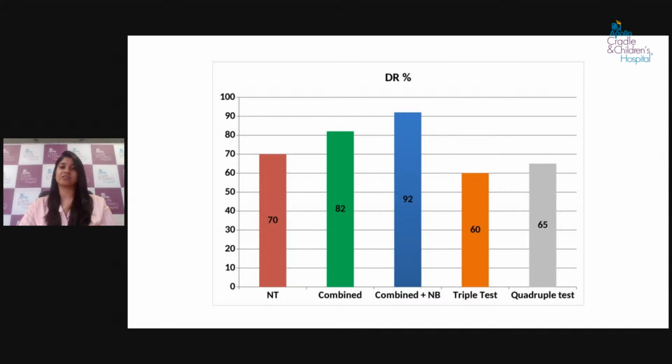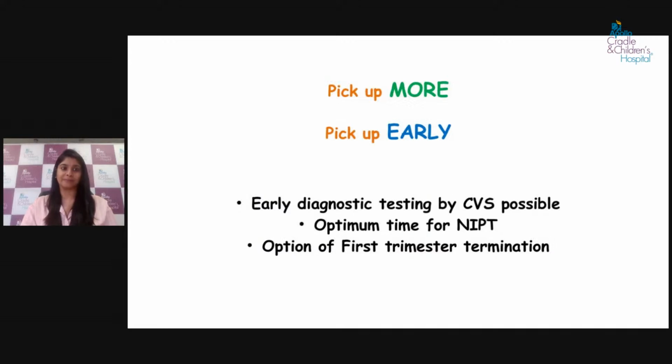So this is another graph showing just by NT alone 70 and combined about 82. Combined with nasal bone is about 92. Triple is about 60 to 65. Maybe in places where there are no experts to do first trimester screening or an NT scan, this triple test and quadruple test play a role, where just a blood test can be collected for high risk pregnant women. So the triple test, quadruple, and contingent screening will be useful for those people.